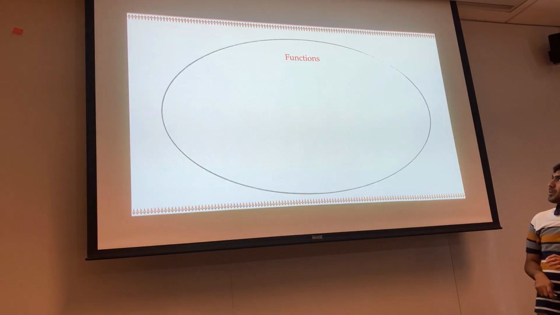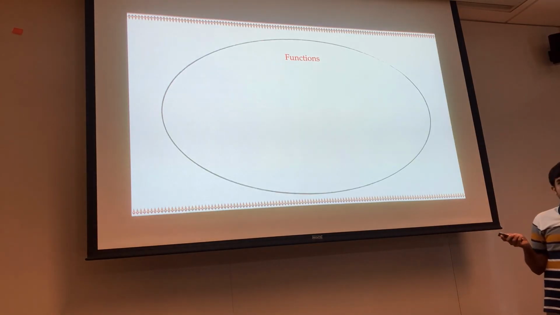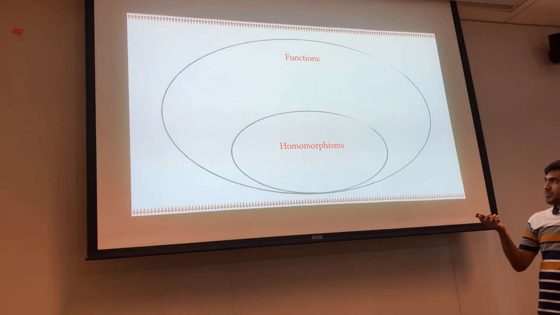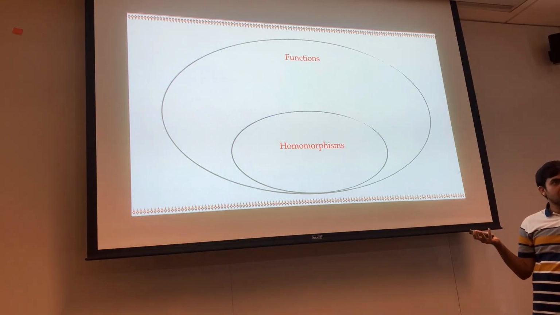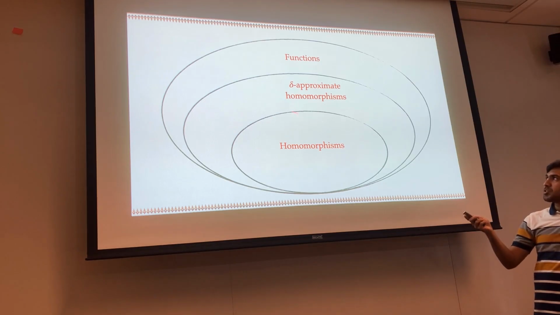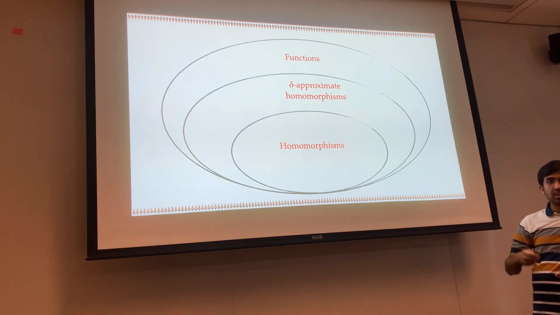Okay. So pictorially, what's happening? You have this entire space of functions between any pairs of groups. Just forget the group structure. Then you have the homomorphisms which respect the group structure. And once you define such a test, you get a notion of approximate homomorphism. So these are all functions that pass your test with probability delta.